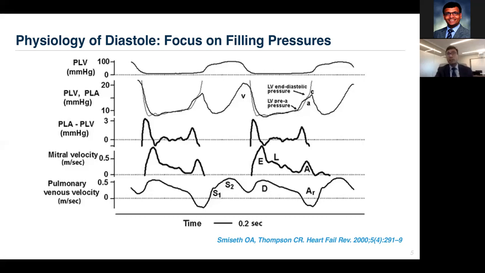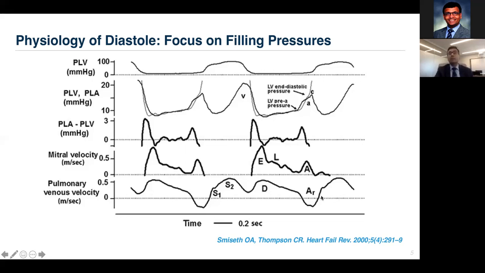Now, young, healthy subjects with excellent LV relaxation may also have an S over D ratio, which could be less than 1, but this is because of an enhanced suction capability. Usually they have a taller E wave and a taller D wave because of an enhanced suction ability of the left ventricle.